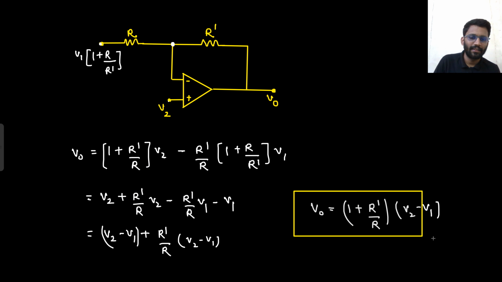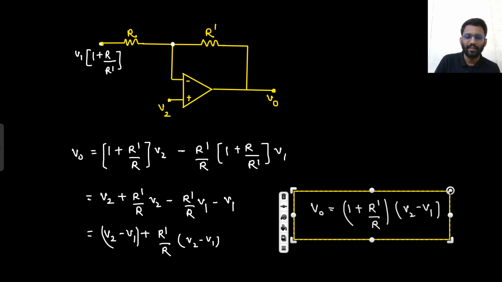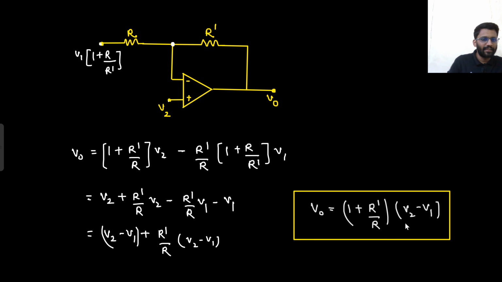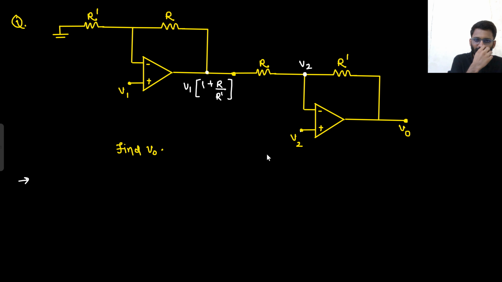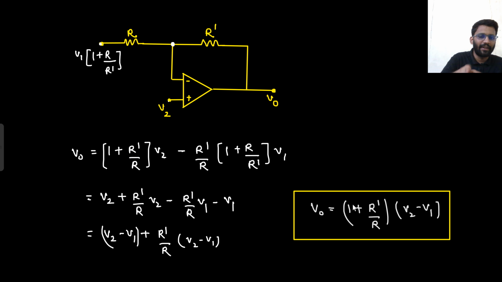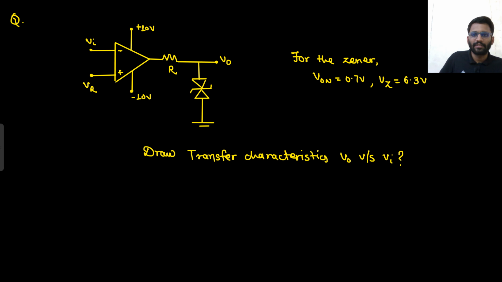It is acting as a differential amplifier. It is acting as a differential amplifier only, no? So V2 and V1 are getting subtracted and their difference is being amplified with the factor of 1 plus R dash by R. Well and good. Let's move towards the next and final question.